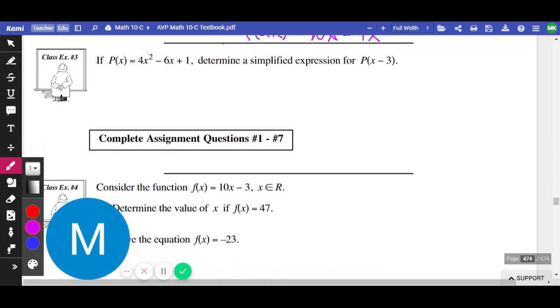That's example 3. I'll do it with you because it's kind of crazy. It's going to be the same thing as what we just did, but now the substitution is going to be even harder. So instead of it being just a monomial, it's going to be a binomial, which, if we remember, makes our multiplication a little bit of a pain in the butt. So if you look at this question, they have p of x equals this. Determine a simplified expression for p of x minus 3. This means that x needs to change to be x minus 3.